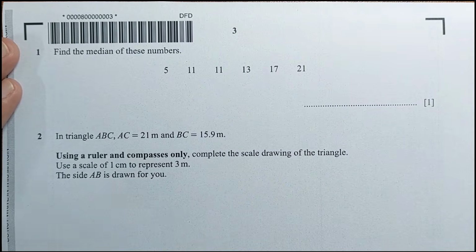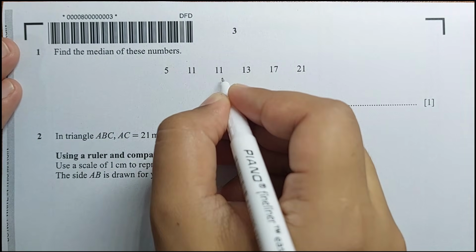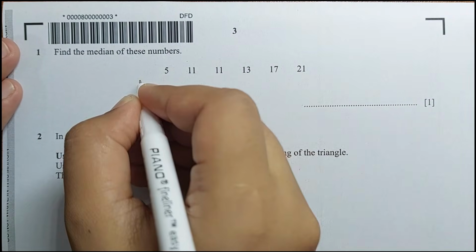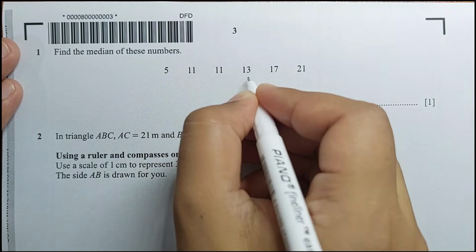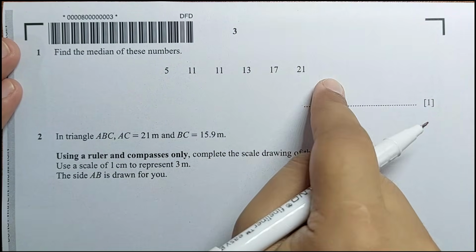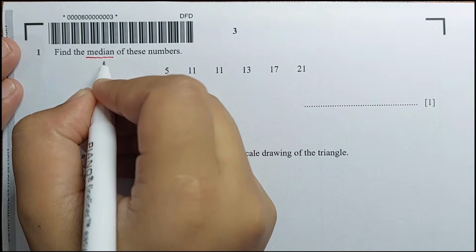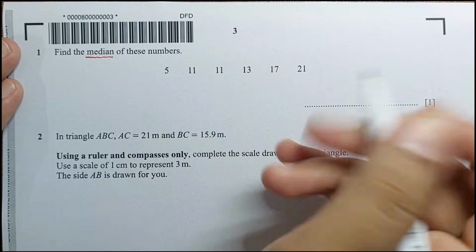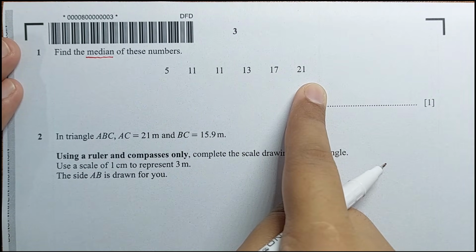Question number 1, find the median of these numbers: 5, 11, 11, 13, 17, 21. These numbers are arranged from lower to higher. So we have 1, 2, 3, 4, 5, 6. There are 6 numbers, right? The median is basically, first you arrange the numbers from lower to higher, and then you pick the middle one. If the total numbers are odd, just pick the middle one.